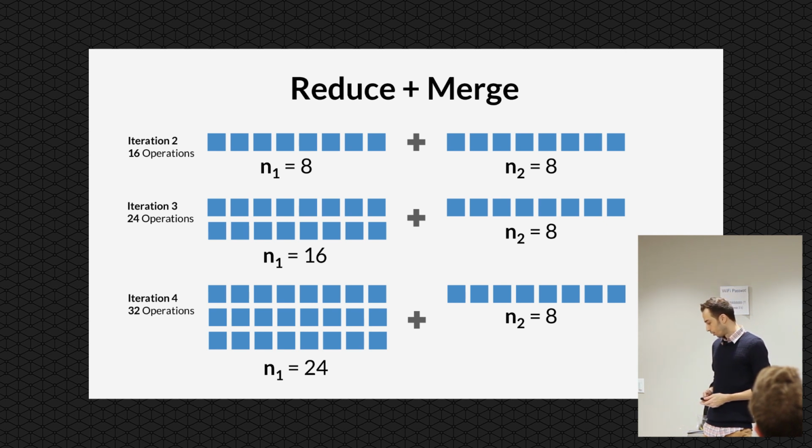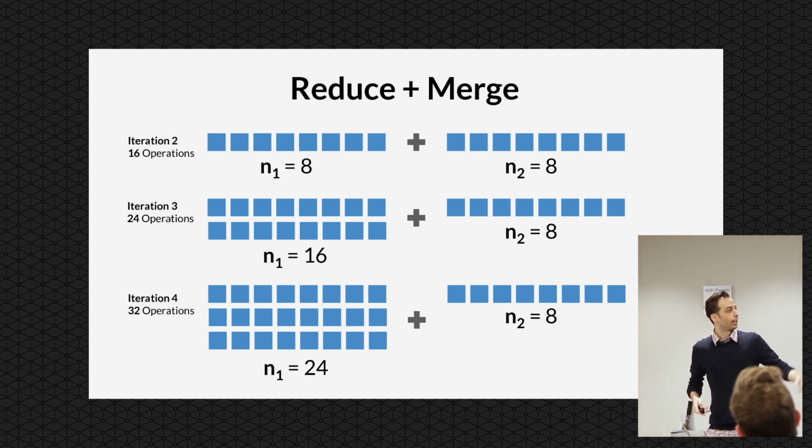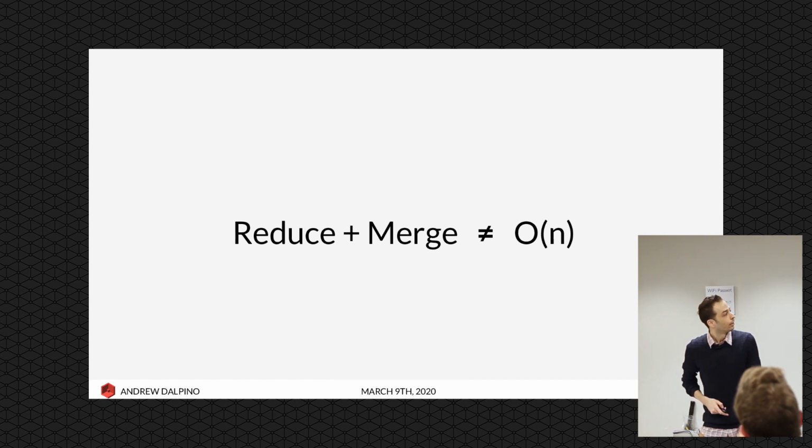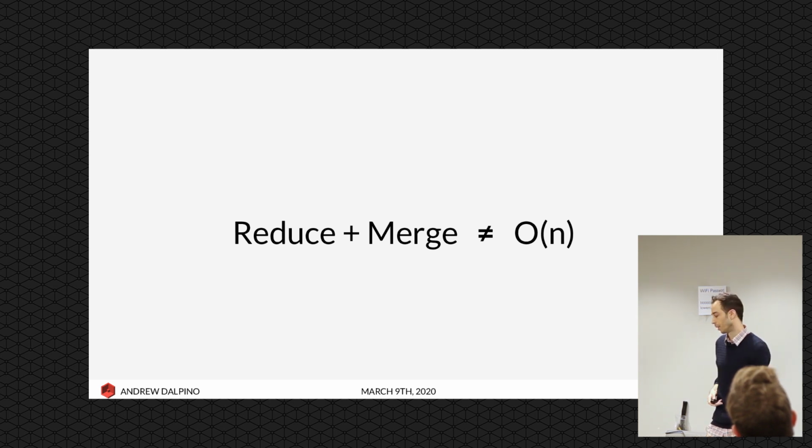So for operation 2, we're taking our carry array on the left, and then we're adding 8 elements to it for a total of 16 operations. Then in iteration 3, we have 16 elements in our carry array, and we're going to add another 8 to it for a total of 24 operations. And in iteration 4, we have 24 in our carry array, and we're adding 8 to it. And so the number of operations is not growing linearly here. So reduce and merge is not a linear operation. That's why we're seeing such a disparity between the two ways of doing array flatten.